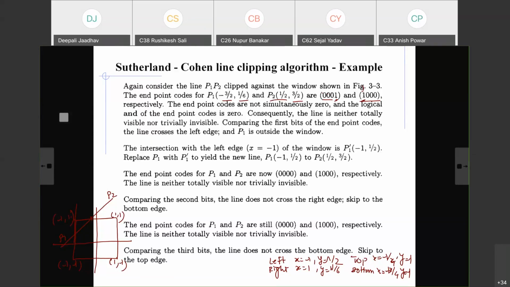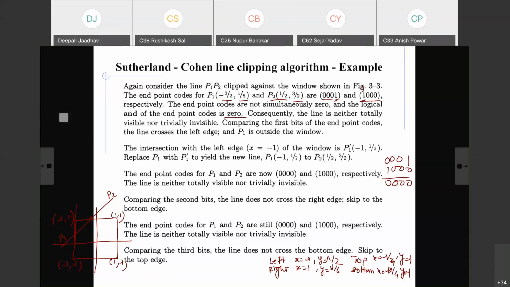Now we take the logical AND of the endpoint codes, and the result is 0, 0, 0, 0. So when the result is 0, the line is either totally visible, not visible, or partially visible. Any one of these is possible, correct? As the logical AND is 0, the line is either visible, not visible, or partially visible. And for that we need to compare.